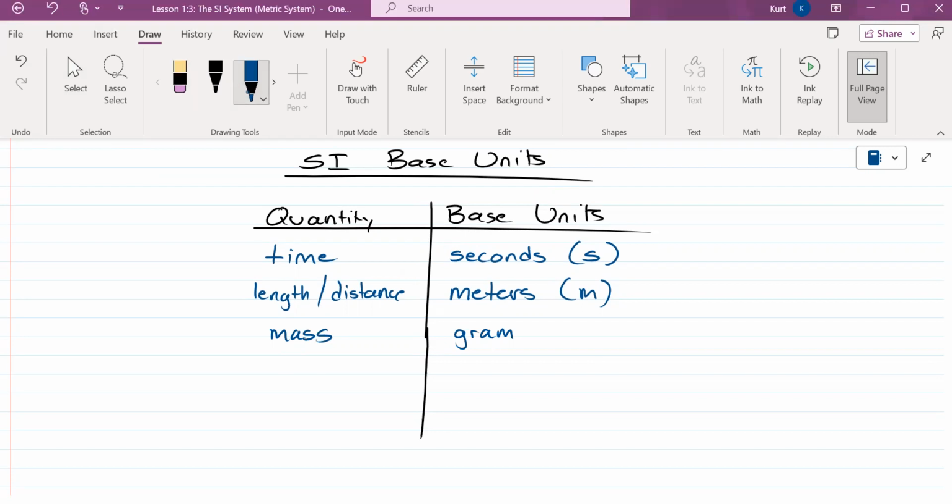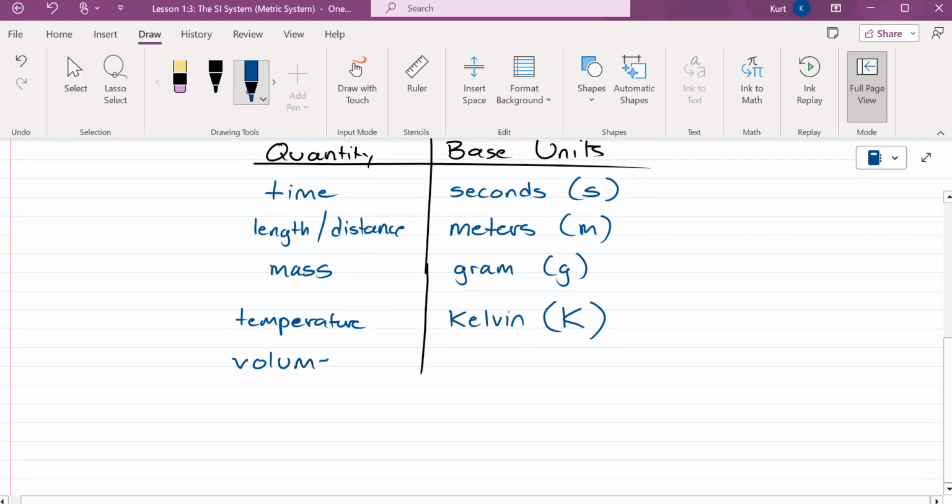Next one, temperature, and it's not Celsius. Good. Kelvin. And by the way, gram is g. Kelvin is a capital K. All right, 2 more.